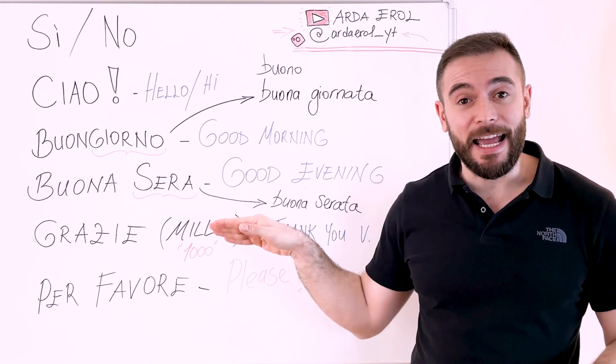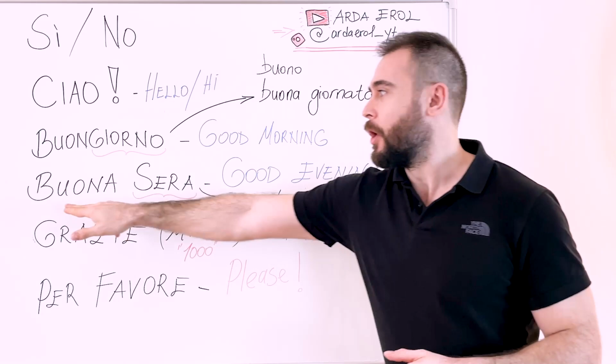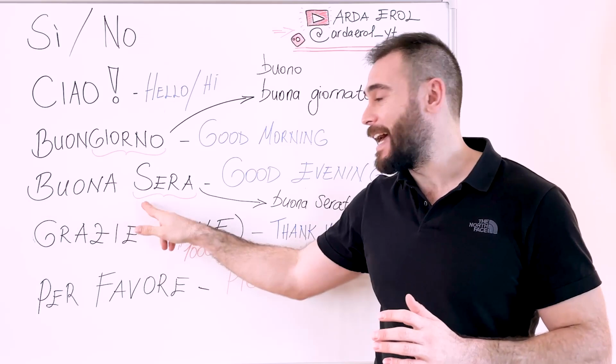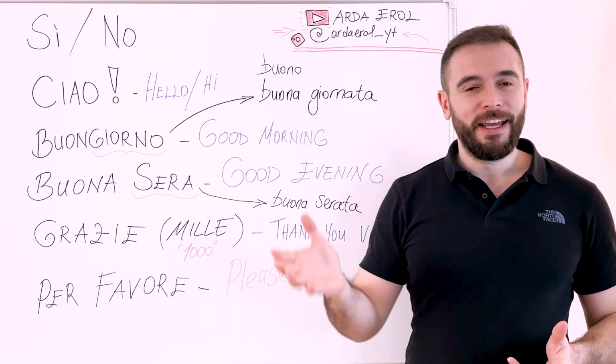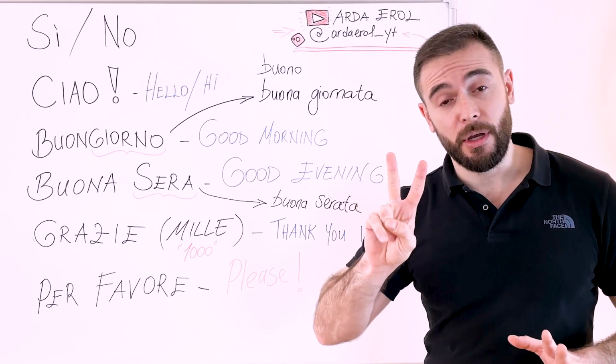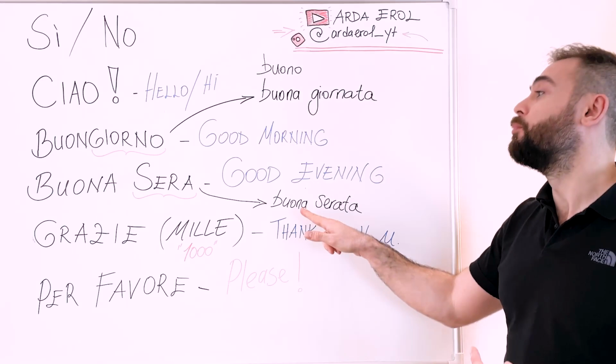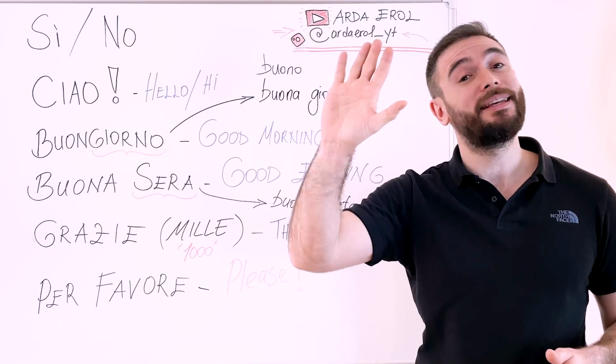Buona sera. So we already learned what that word means, right? Buona, buono, that means good. And sera means evening. Buona sera should mean good evening, right? It's the same thing. We have two versions of this phrase. One of them is buona sera, good evening. And the other one is buona serata, it's when you're leaving. Have a good evening, have a good one, buona serata.